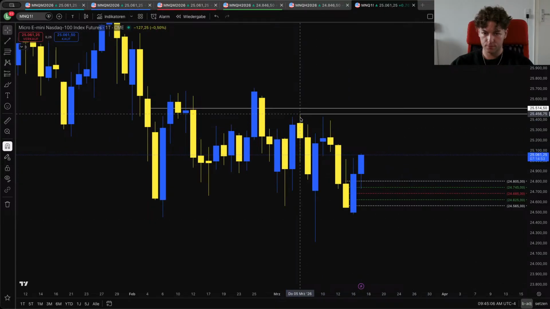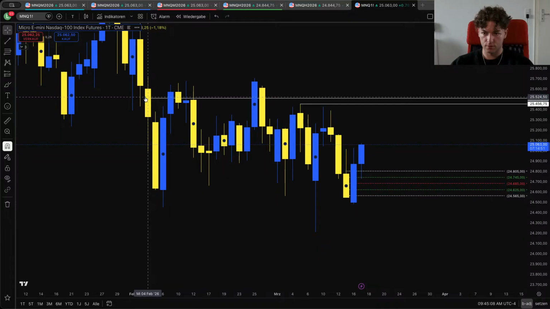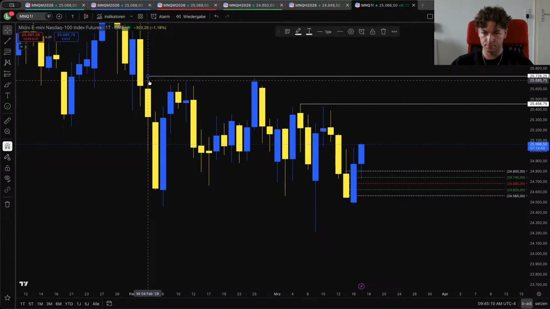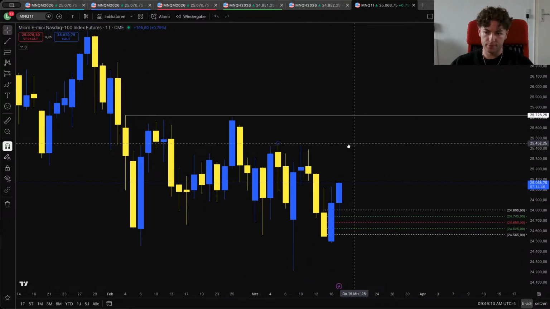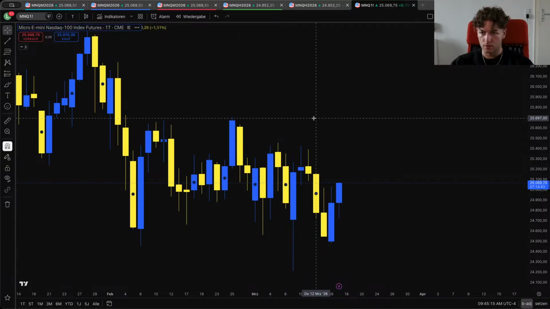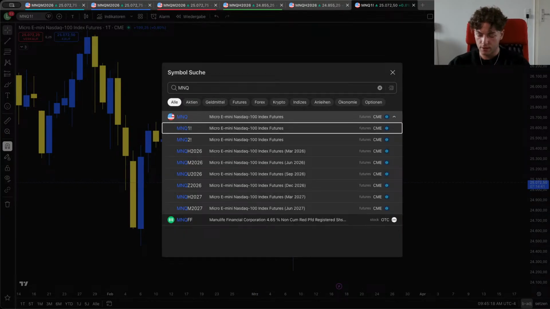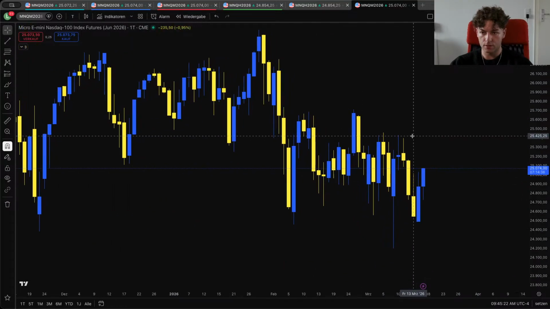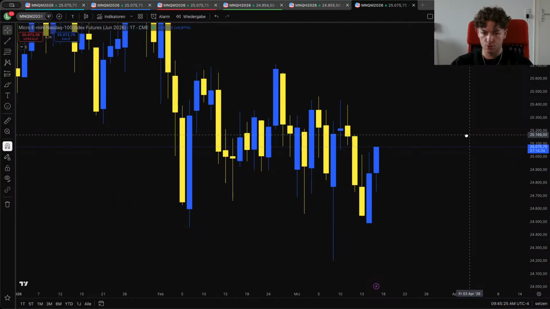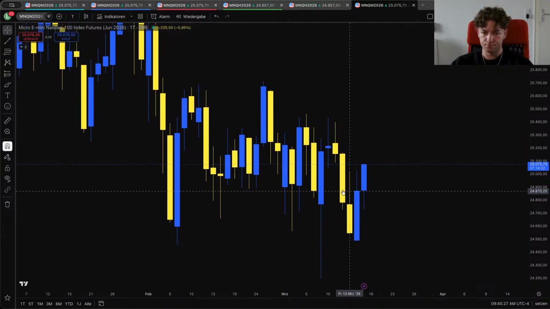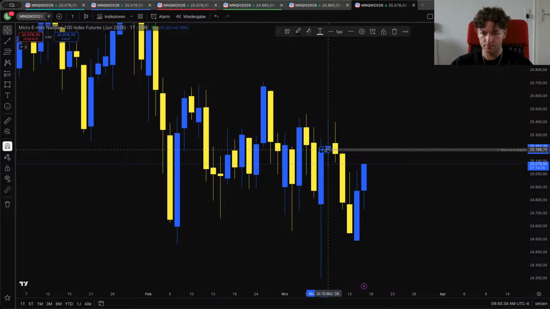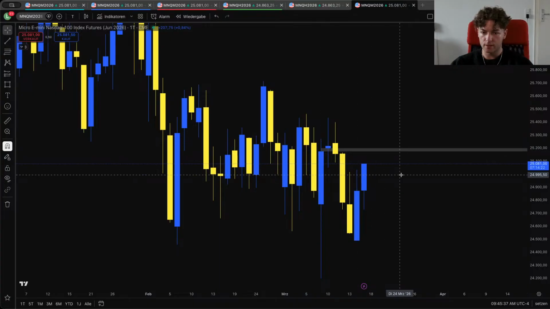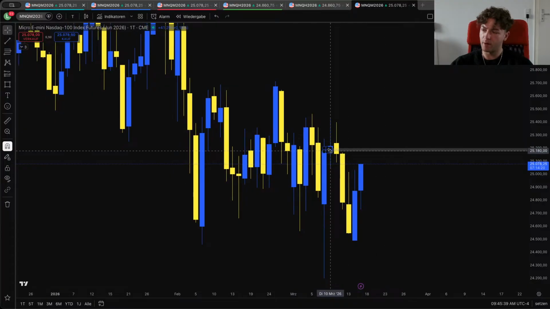So let's go back to the contract month, and let's delete this on the daily chart. Let's go back to the June contract month on MNQ. So let's see. We also have this little gap right here. That's a volume imbalance, so it's inefficient in buy side and sell side.